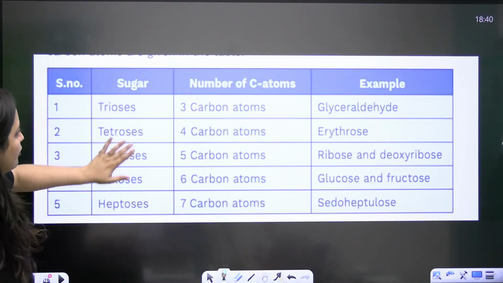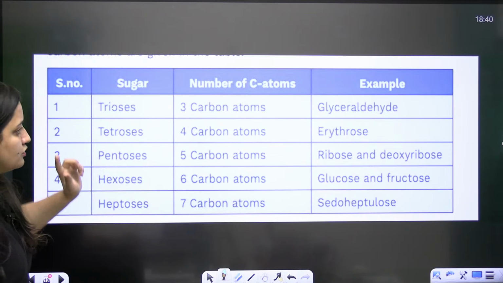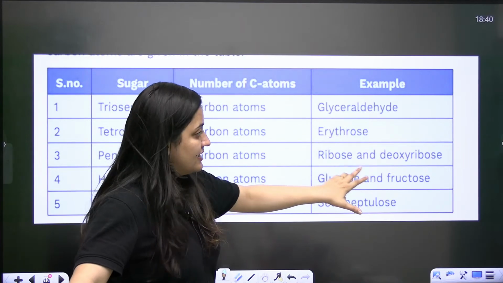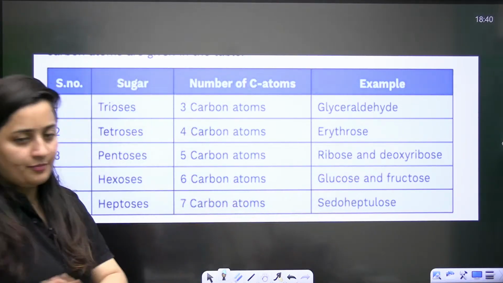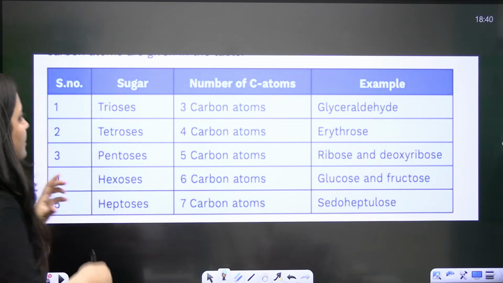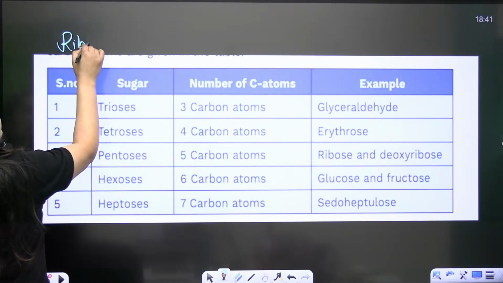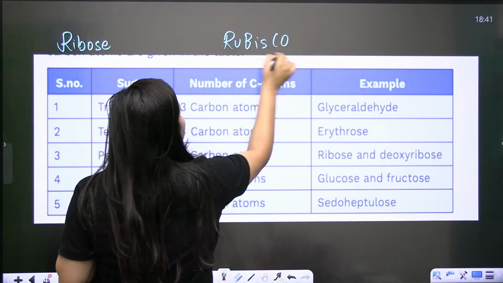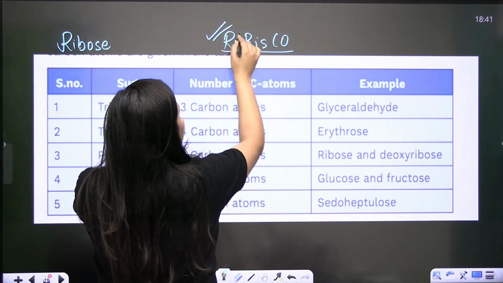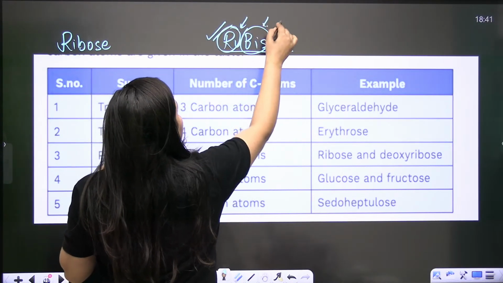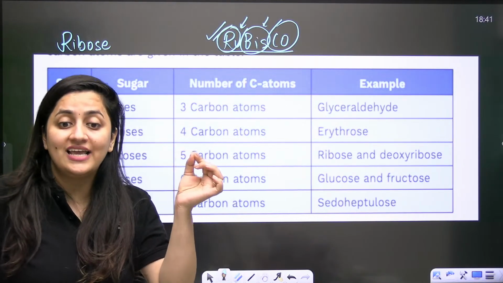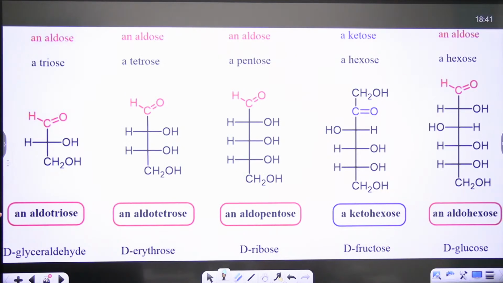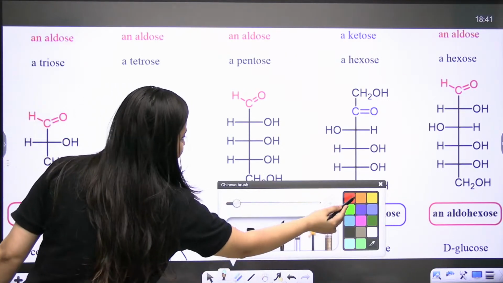See, this is what I have added for all of you. Triose, tetrose, pentose, hexose, heptose: 3 carbon, 4 carbon, 5 carbon, 6 carbon, 7 carbon. Glyceraldehyde, erythrose, ribose and deoxyribose, glucose, fructose, pseudoheptulose. These are the examples. So now I think you can differentiate. Like we discussed, ribose in RNA. And when you talk about RuBisCO, ribulose bisphosphate, what is it? It is ribulose bisphosphate, and ribulose has 'ul' in it. Now see the different structures here. This is glyceraldehyde.